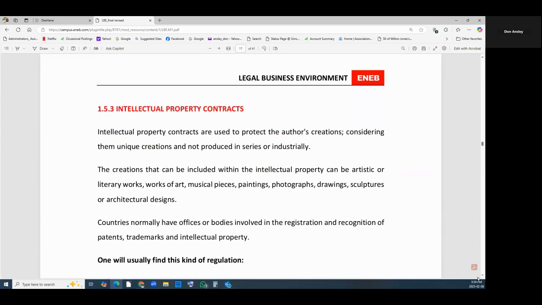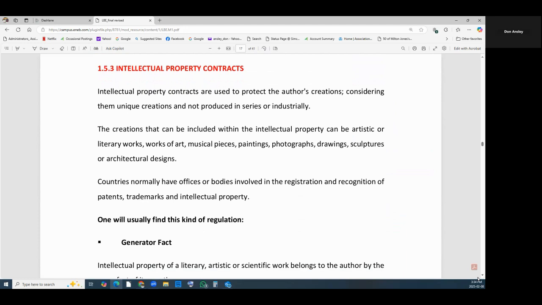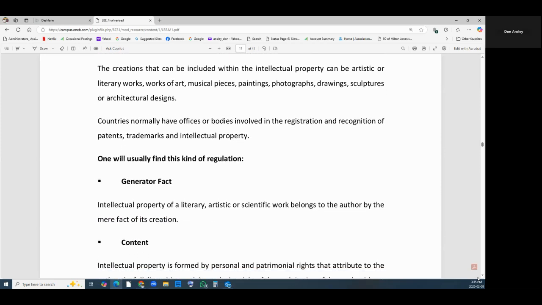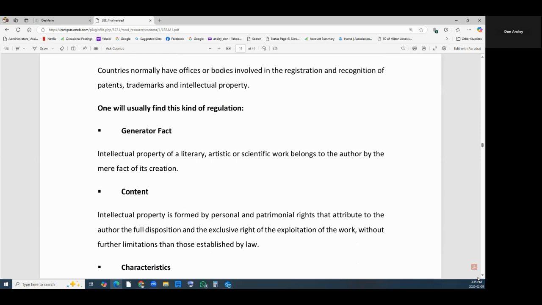Now we come to the intellectual property contracts. Intellectual property contracts are used to protect the author's creation, considering them uniquely creations and not produced in series or industrially. The creations that can be included within the intellectual property can be artistic or literary works, works of music, works of art, paintings, photographs, drawings, sculptures, or architectural design. Countries normally have offices or bodies involved in the registration and recognition of patents, trademarks, and intellectual property.